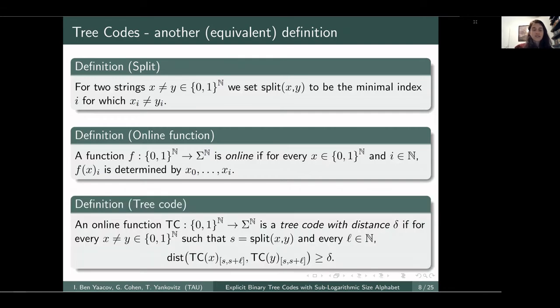And now for the definition of tree codes. An online function is said to be a tree code with distance delta if for every 2 distinct inputs with split S, no matter how far we look from their split, this is what L stands for, the relative Hamming distance between the two evaluations when we consider the substring starting from S to S plus L is at least delta.